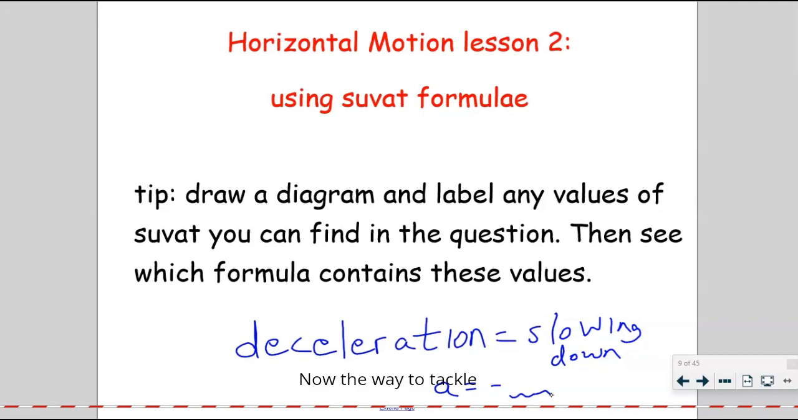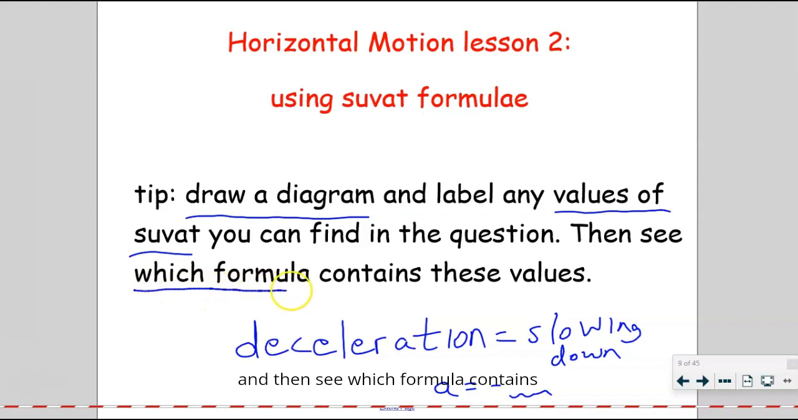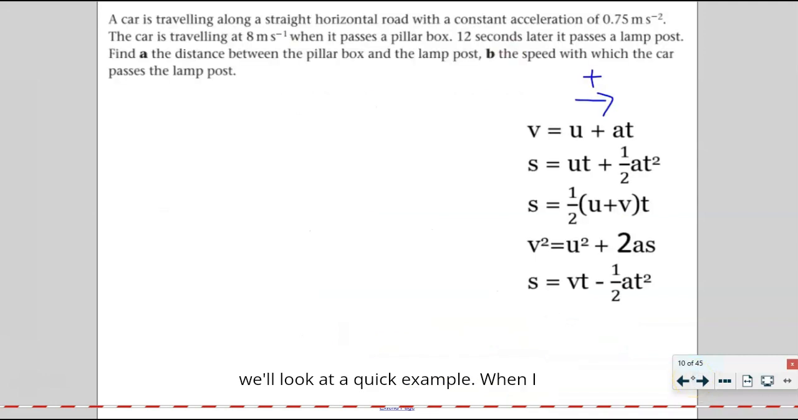Okay. Now, the way to tackle some of the questions is to always draw a diagram. This helps you imagine what's happening in the situation. Then you label any SUVAT values in the question, and then see which formula contains all of these values. So we'll look at a quick example.